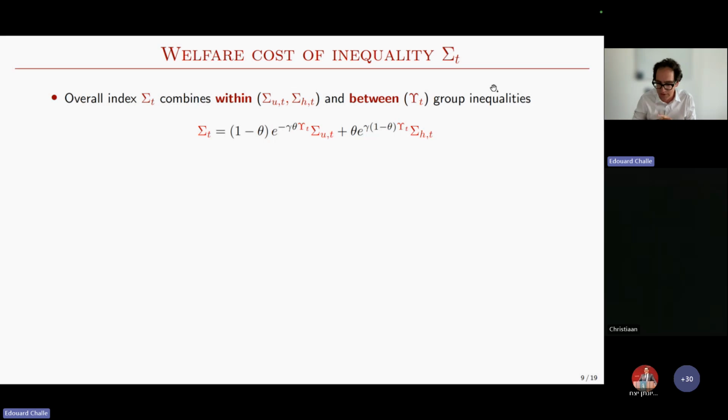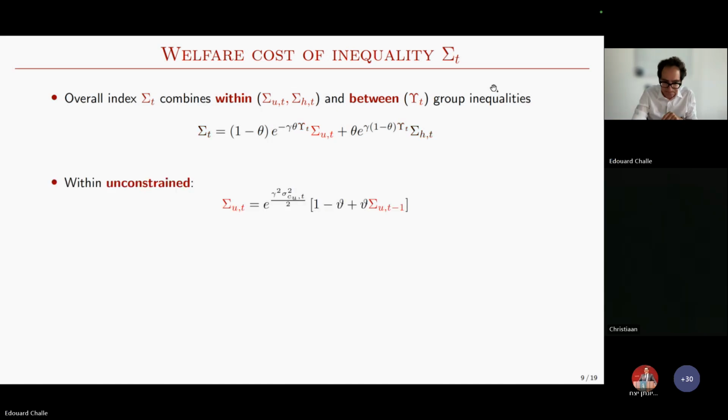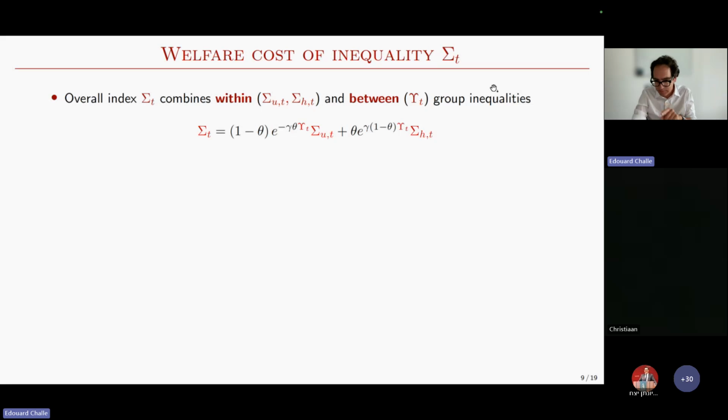That's going to be the big sigma U and the big sigma H. Big sigma U is the inequality within the group of unconstrained households due to idiosyncratic shocks. Big sigma H is the inequality within the group of hand-to-mouth households. And gamma is going to be an index of between group inequalities. So the overall inequality index, big sigma, combines between and within group inequalities.